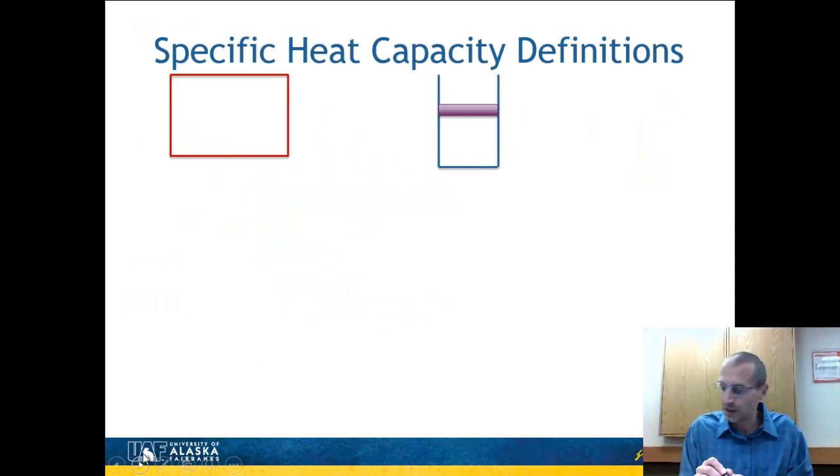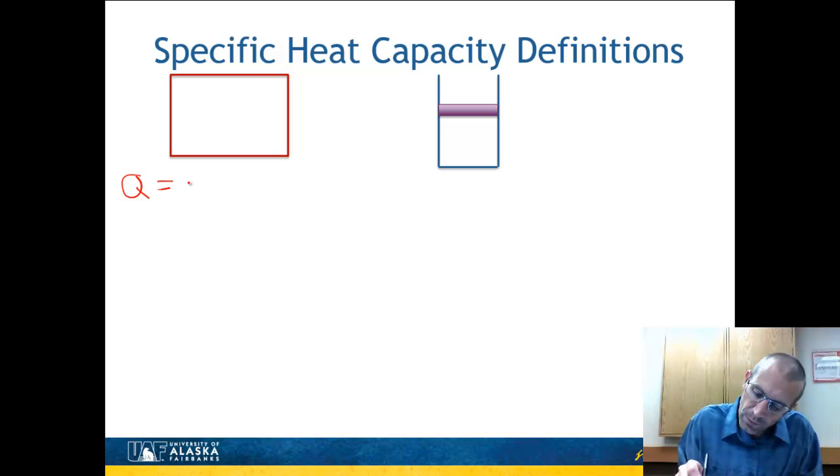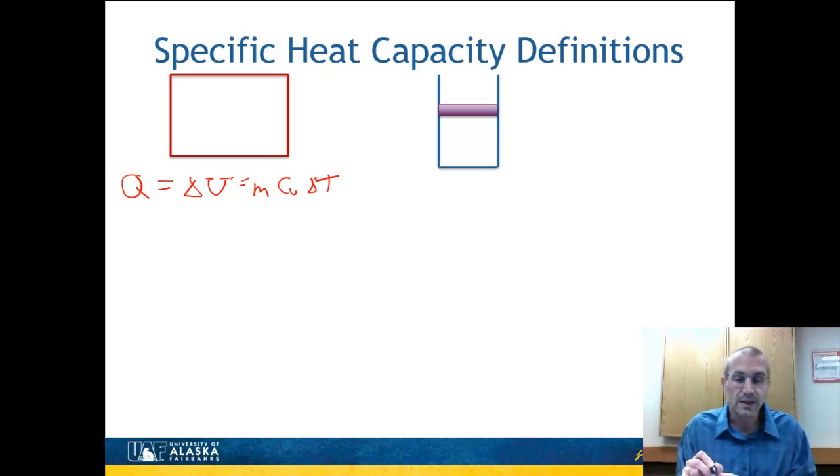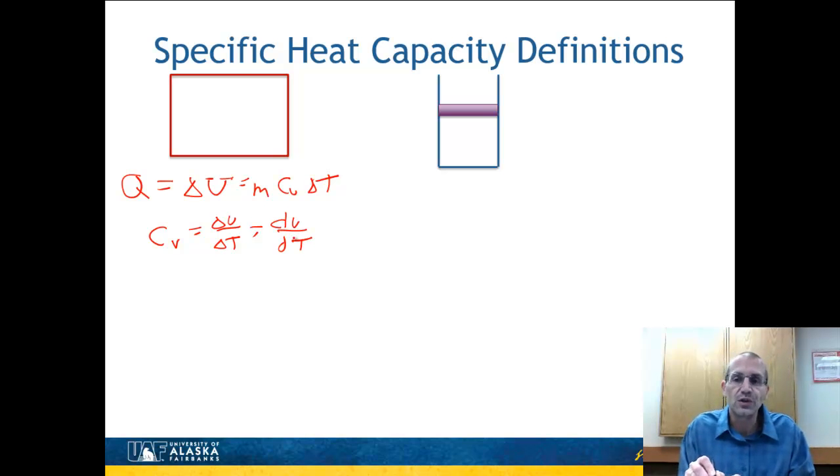Okay, I want to go ahead and return to the specific heat definition. So I've got on the left here my constant volume tank, and on the right I have my constant pressure piston cylinder. And for the system on the left, we said that Q was equal to simply delta U, which was m CV delta T. And from here, I can find out what my definition of CV is, and CV is actually equal to delta U over delta T, or in differential form, it is du/dT. And in fact, that's the definition of C sub V. It's the differential change in internal energy with a differential change in temperature.